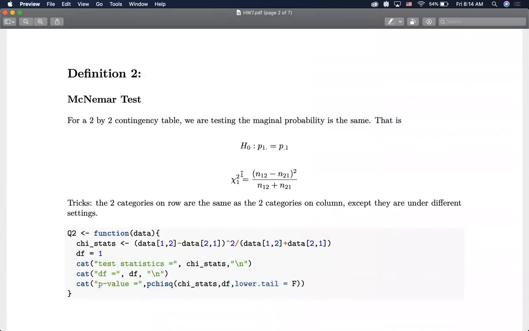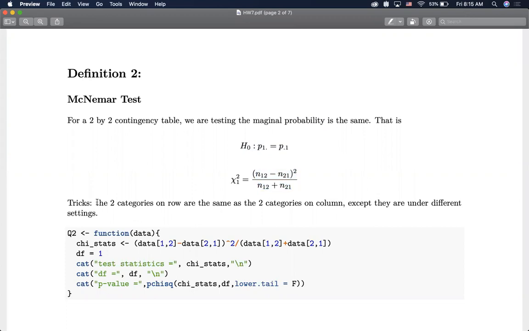Okay, then the second test, the McNemar test. For a 2x2 contingency table, we are testing the marginal probability. If the marginal probability is the same, that is our H naught, as in the lecture slide. The test statistic will be the squared off-diagonal difference over the sum of the off-diagonal elements.